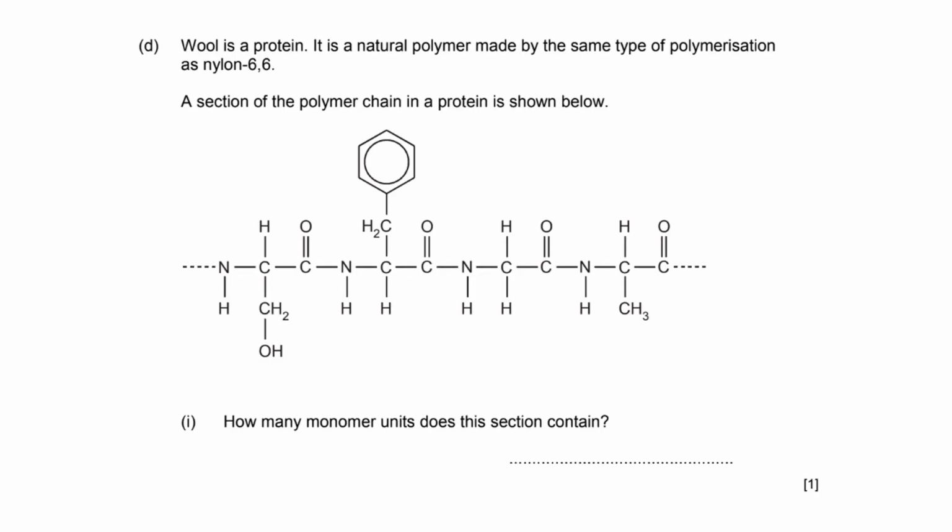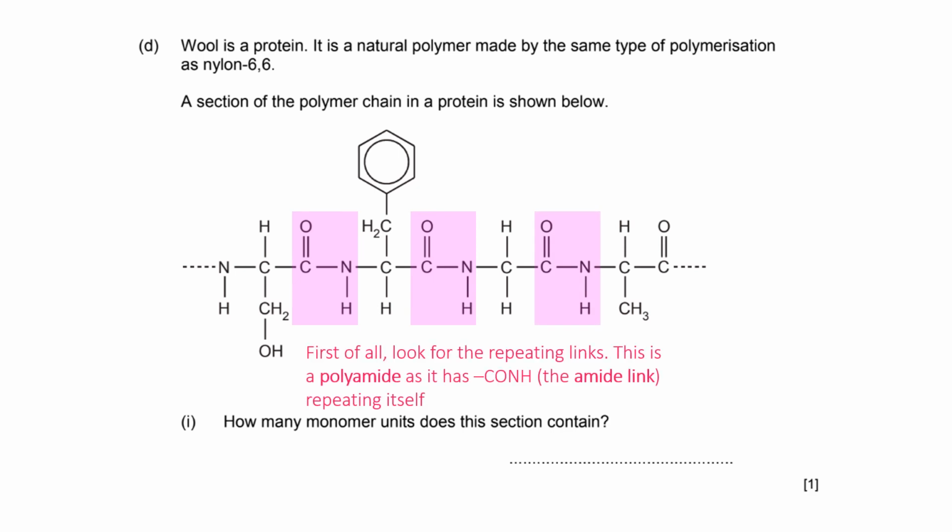So let's look at our exam question example. So it says wool is a protein. It's a natural polymer made by the same type of polymerization as nylon 6,6. So the first thing to do is to spot the repeating amide link. There's 3 of them here.